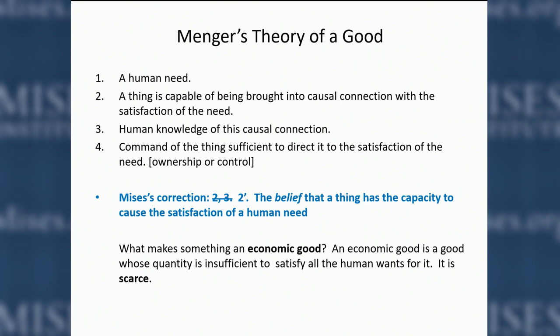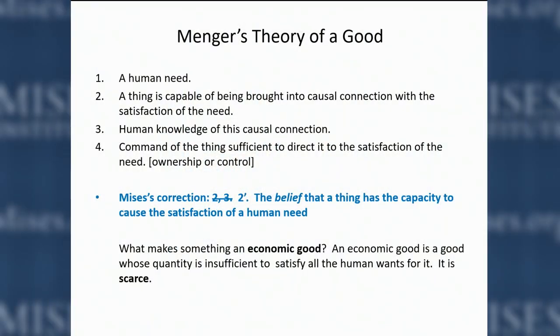And then there must be human knowledge of this causal connection, okay? So there must be an objective causal connection and then human knowledge of the causal connection. And there must be command of the thing sufficient to direct it to the satisfaction of the end. And that command of the thing means ownership or control of the thing. Now, Menger made a mistake. Numbers 2 and 3 shouldn't be there, okay? Mises corrected this. All that's needed is the belief that a thing can be brought into causal connection with the satisfaction of the end, or the satisfaction of human need.